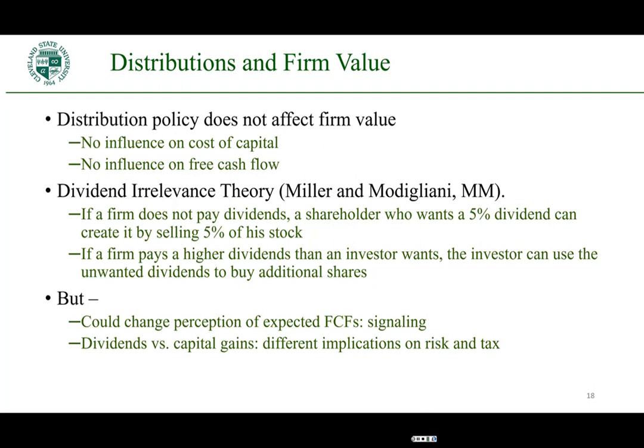So when investors are indifferent between ordinary income and capital gains, then if they like cash but the firm does not pay dividends, a shareholder can sell part of their stock and receive cash. If a shareholder wants a 5% dividend, they can create it by selling 5% of their stock. And if a firm pays a higher dividend than the investor wants, the investor can use the unwanted dividend to buy additional shares of the firm. This way, shareholders can adjust the dividend payout ratio to the optimal amount that they want.